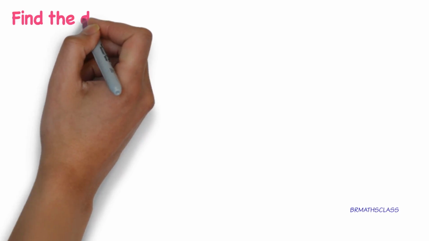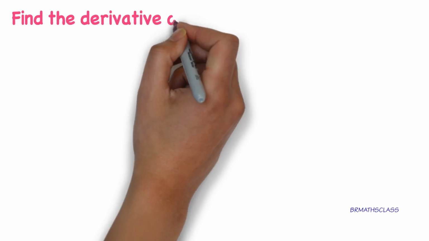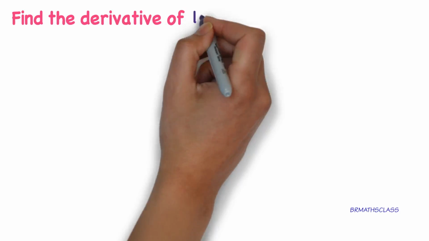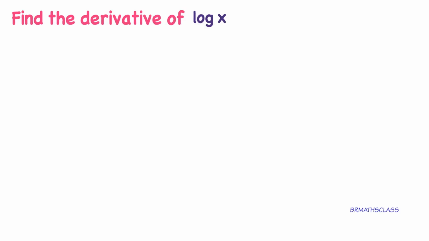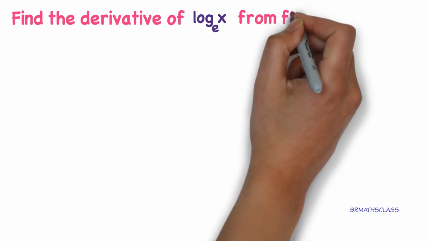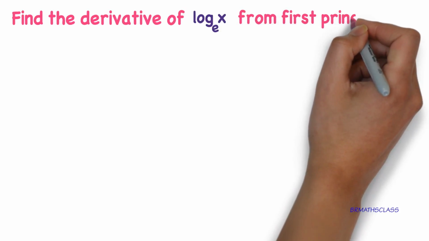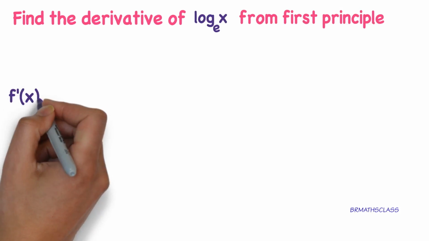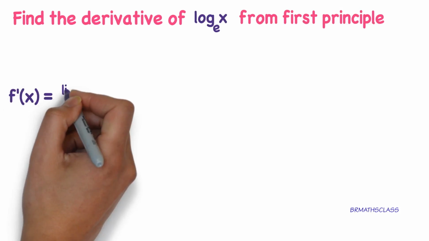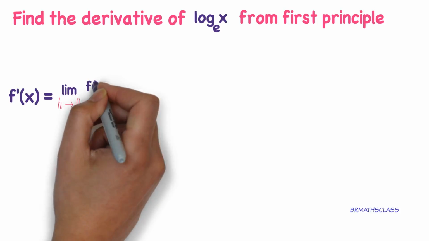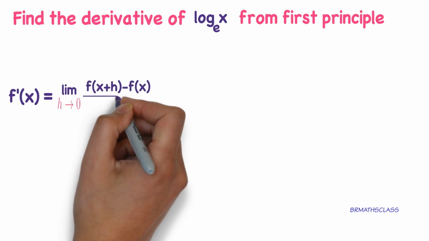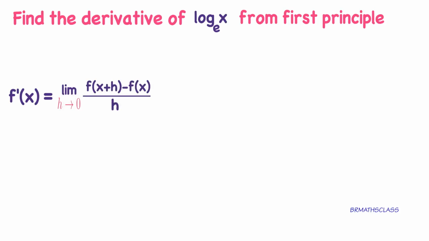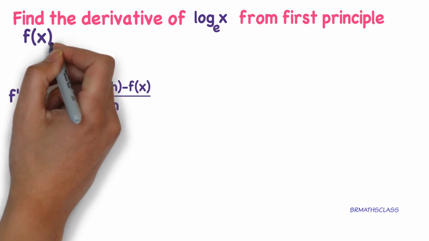Find the derivative of log x base e from first principle. This is a little difficult to understand, so please try to understand. We know what the first principle of derivative is: limit h tends to 0, f of x plus h minus f of x divided by h. This is known as the first principle of derivative.